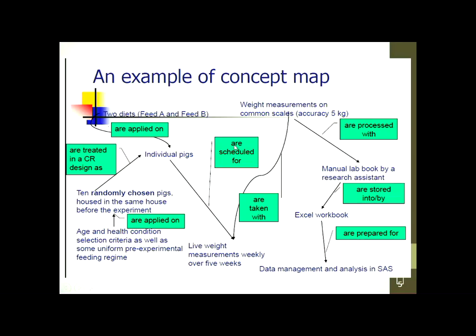And then we schedule them for measurement over a period of time. We're measuring live weight, using a set of scales, pretty simple, with a given accuracy. Those are recorded into a lab book, and we then transfer them later into Excel, and then do data analysis and management in a statistical program called SAS. So we can conceptualise how we will manage our experimental units, how we will apply the treatments to those experimental units, how we will schedule the measurement of that, and how the data will be managed through to the end of the project.